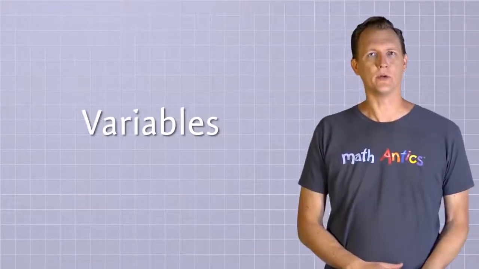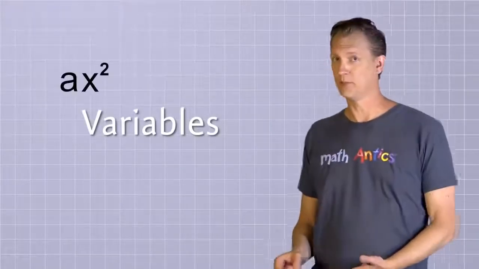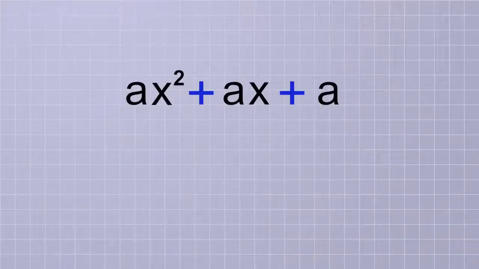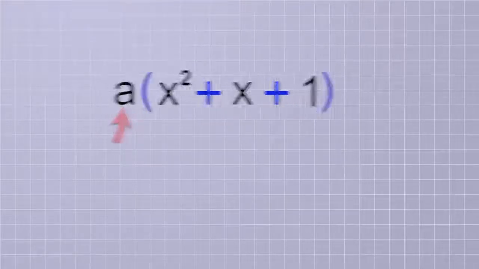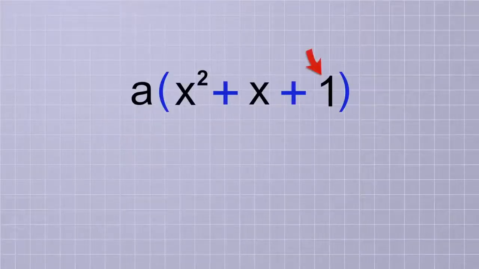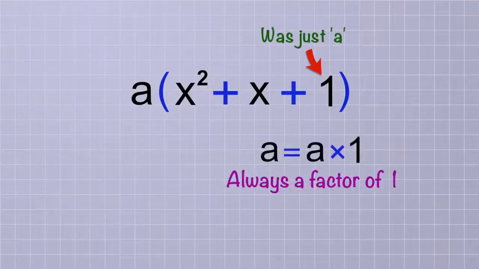And it works exactly the same way for variables too. What if we have the polynomial ax squared plus ax plus a? Each of these terms has the common factor a. So you could undistribute or factor out the a. Notice that when we do that to the last term, which was just a, that term becomes a 1, because there's always a factor of 1 being multiplied by any term.